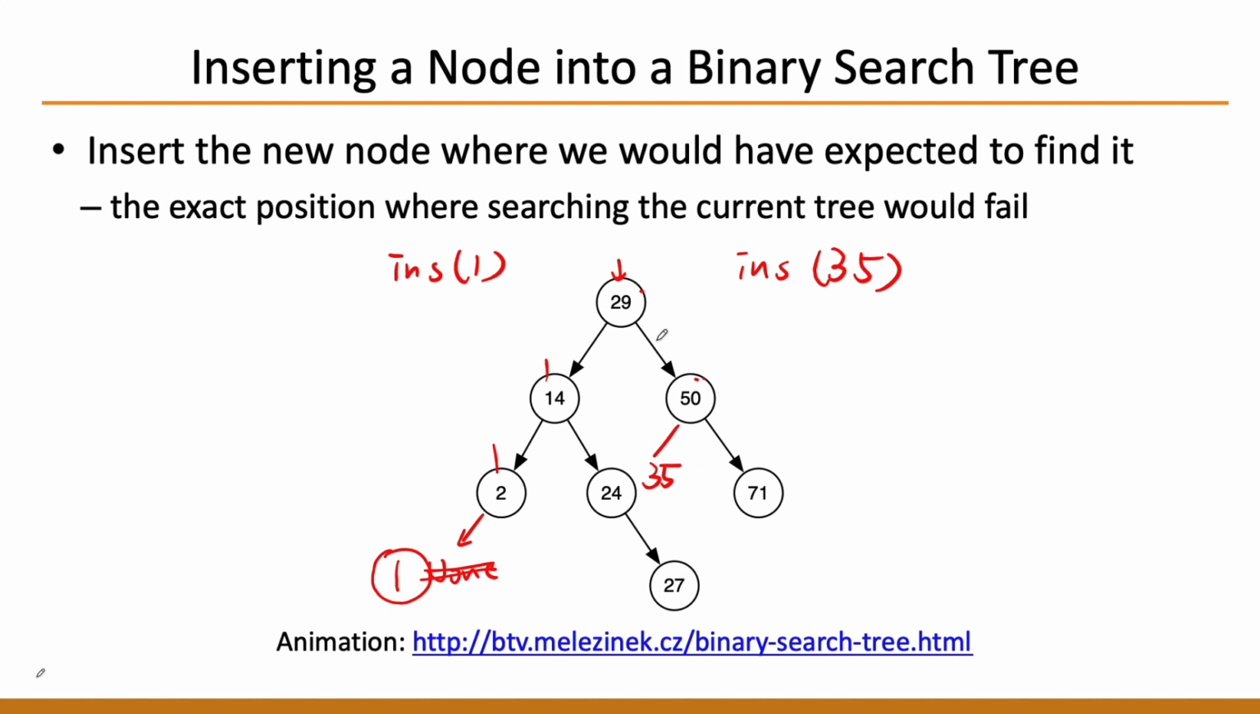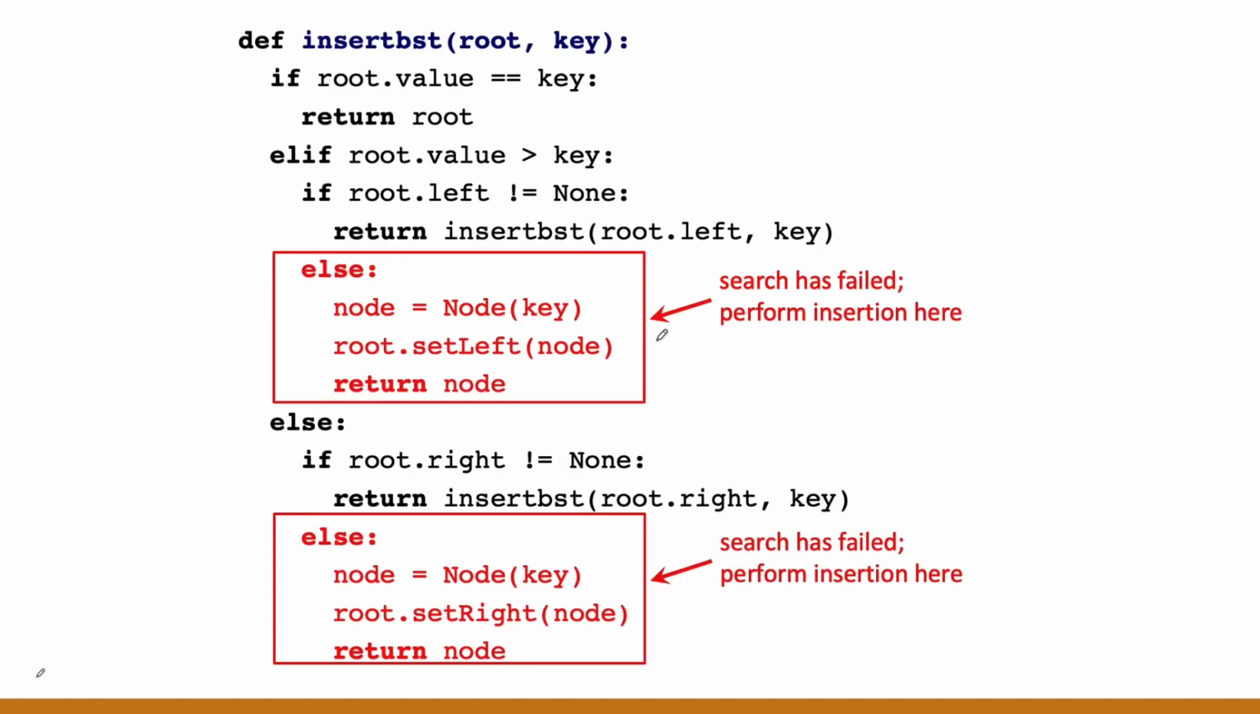Essentially, it's almost identical to the searching process, but you don't terminate when you encounter a none as a result. What you do instead is that if you encounter a none, then that's the place where you should create a node and make an attachment. So in this particular code, this is what we will do.